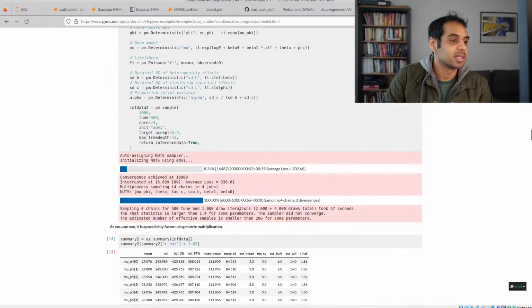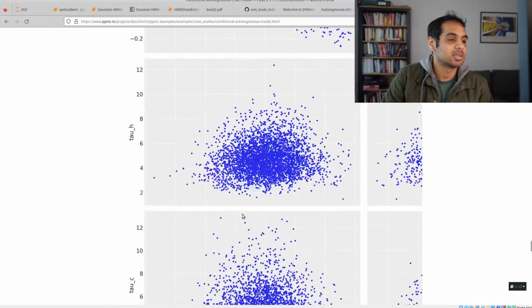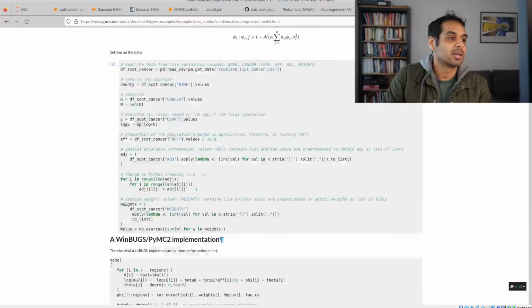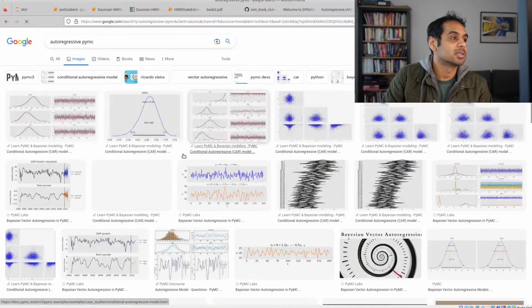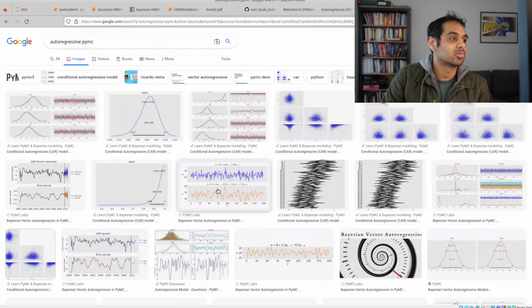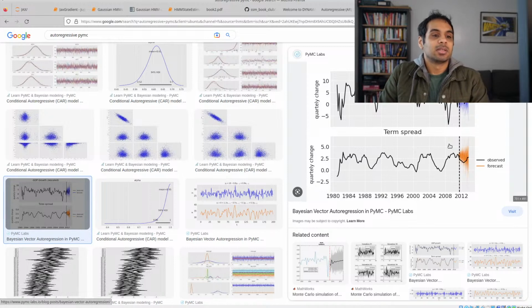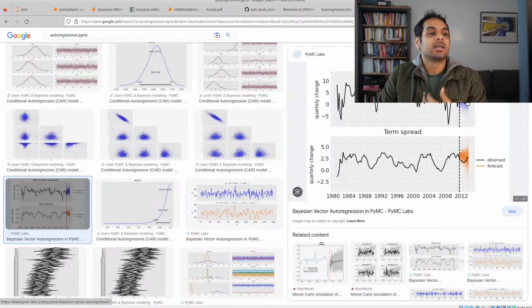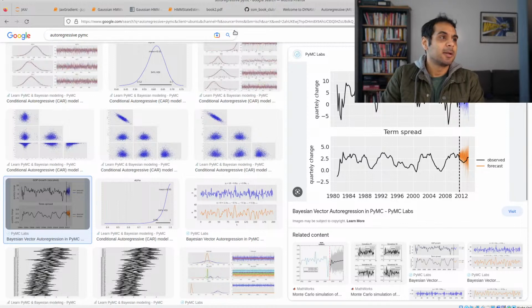Let me see if there's a nice prediction in this notebook. No, this just talks about divergences. All right, well, that's no fun. Here's an example. So you have historical observations, and then you make a forecast. This is what you'll typically see as an autoregressive model from a bunch of different libraries.